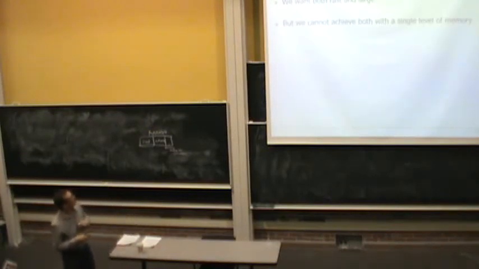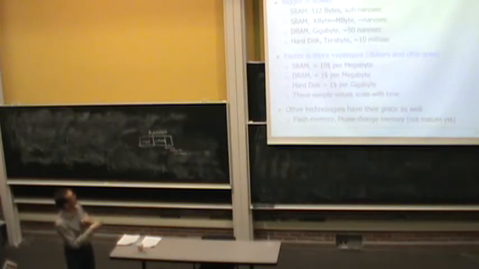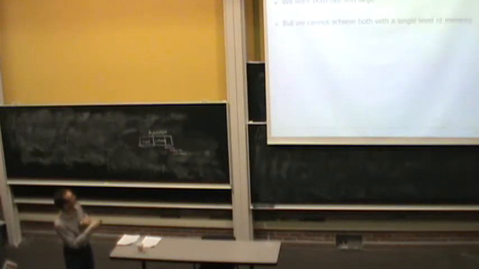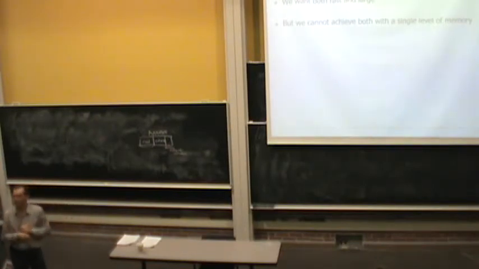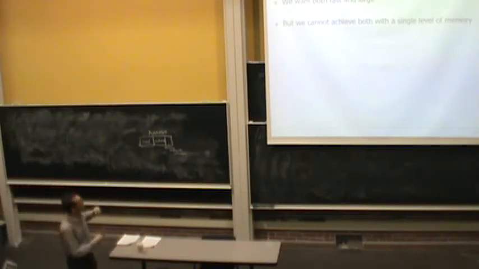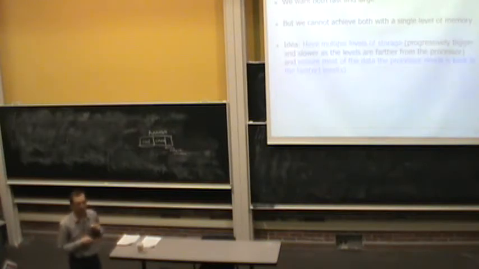Okay. So we said bigger is slower and faster is more expensive, but we want both fast and large, and hopefully at low cost. But we cannot achieve both with a single level of memory. We cannot design a huge thing, if you will, a huge bank that is fast. So that's why we developed the idea of a memory hierarchy.